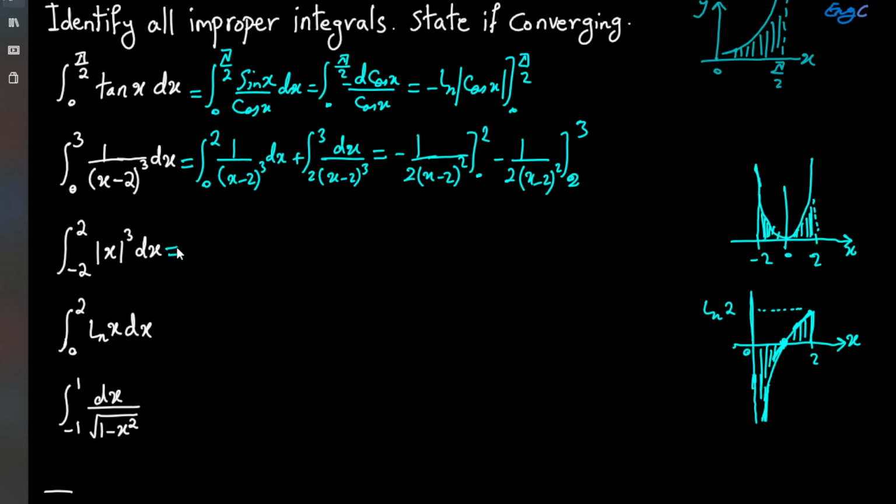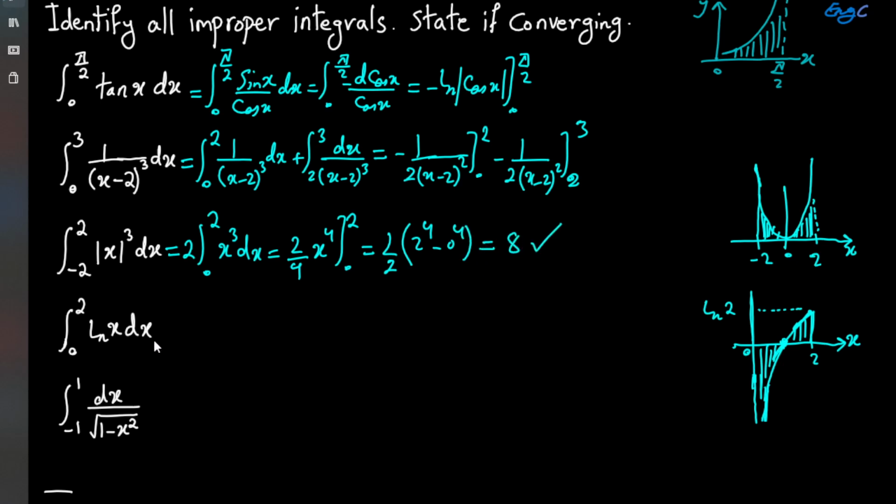And computation is straightforward. We know that it's a symmetric function around the y-axis, so we can just simply rewrite as 2 times integral from 0 to 2 x cubed, because x in this range is positive, we can get rid of the absolute value, and the rest of it is just straightforward. 2 over 4 x to the 4, and then 0 to 2, which translates to 1 over 2, and 2 to the 4 minus 0 to the 4, which just becomes 8. So this one is converging.